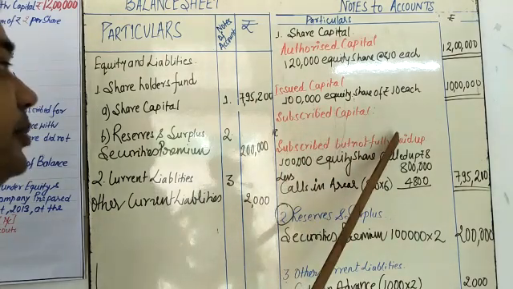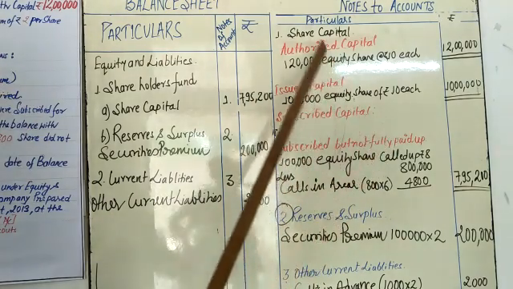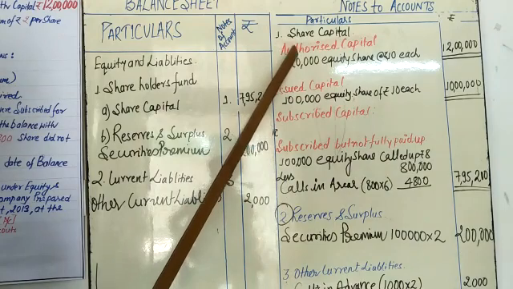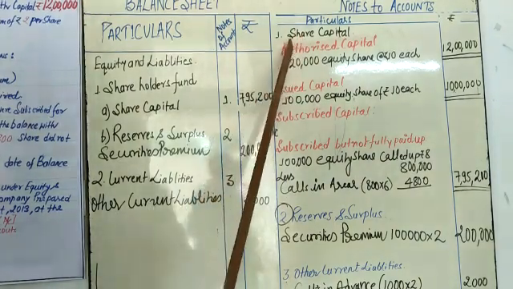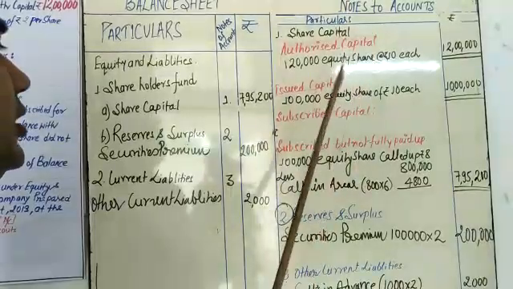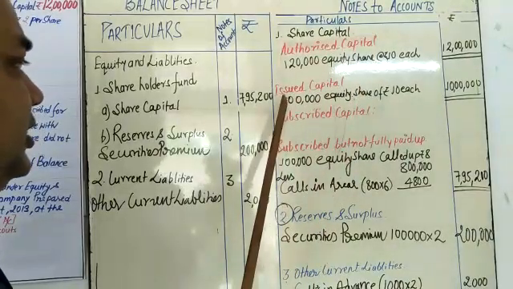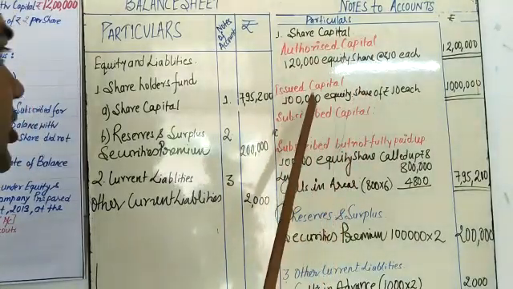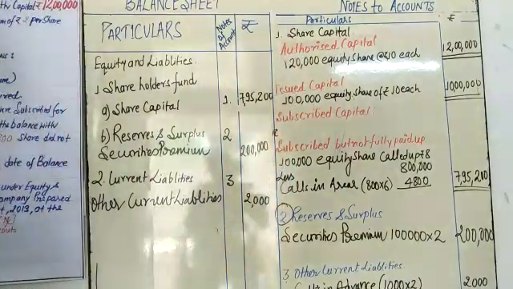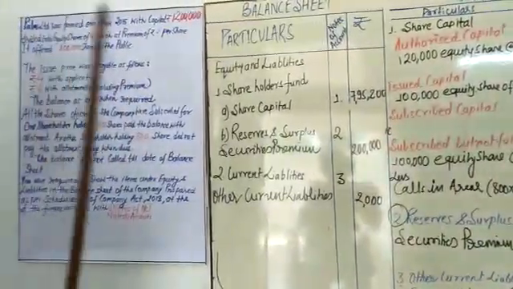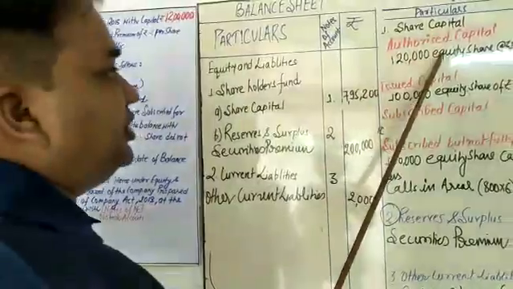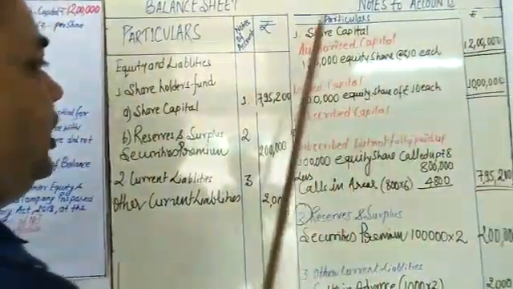Subscribed but not fully paid up. What is this? I will explain. You just make these sequences, otherwise it will be incorrect. Authorized capital you write first, issued capital you write second, subscribed capital you write third. According to the question, you will find out what the subscribed capital is. You will write the number of equity shares and multiply, that is 12 lakh rupees.